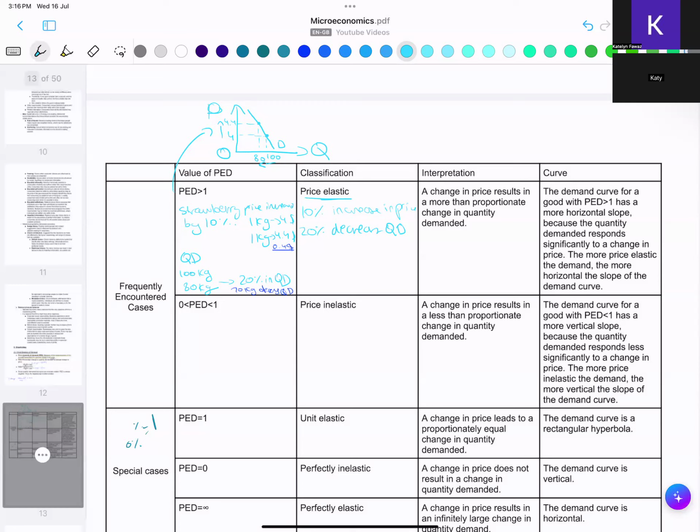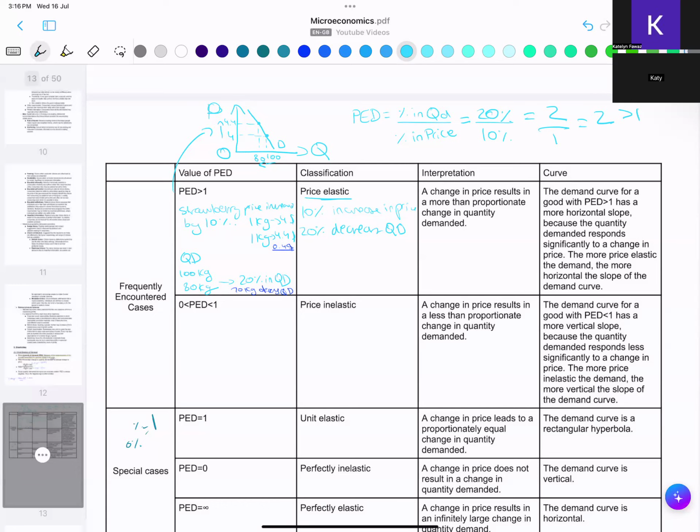Didn't we discuss that the PED is basically the percentage change in quantity demanded divided by the percentage change in price, right? And didn't we talk about how we have a 20% divided by a 10%? So then we have 2 over 1, which is basically 2. So PED is greater than 1 because 2 is greater than 1. So basically, this is it.